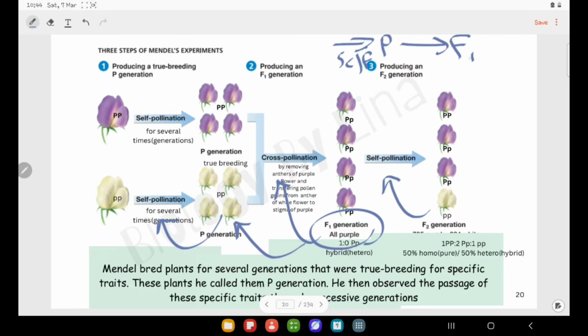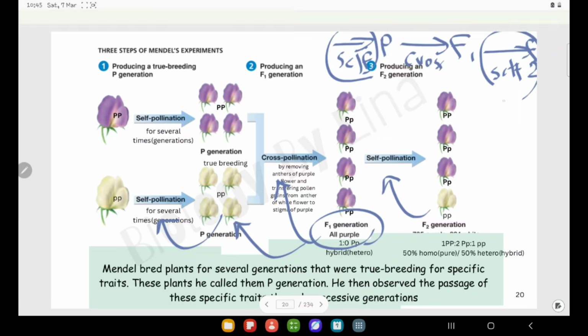Then in order to get F1, he did a cross, and again by self-pollination, he got what? He got the F2. So in the first step and in the third step we have self-pollination, while in the second step we have cross-pollination. So it's self, cross, self.